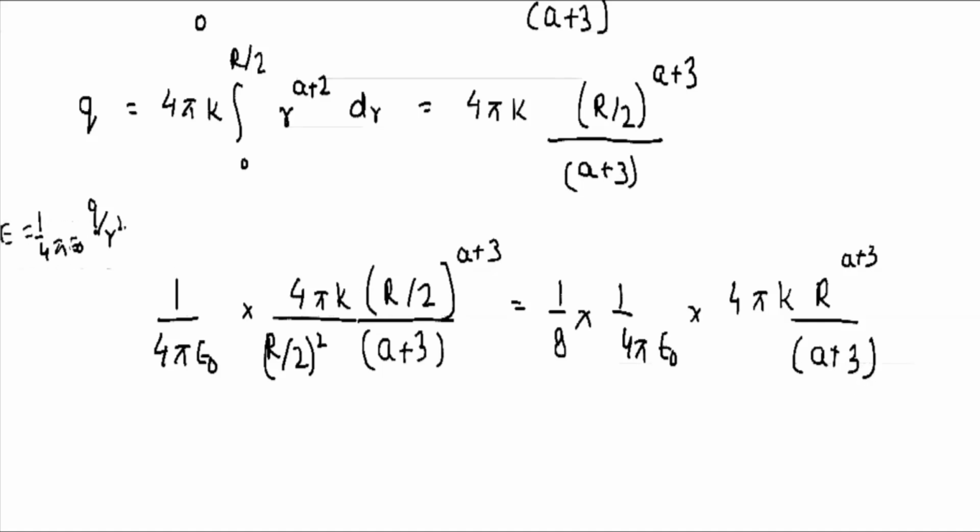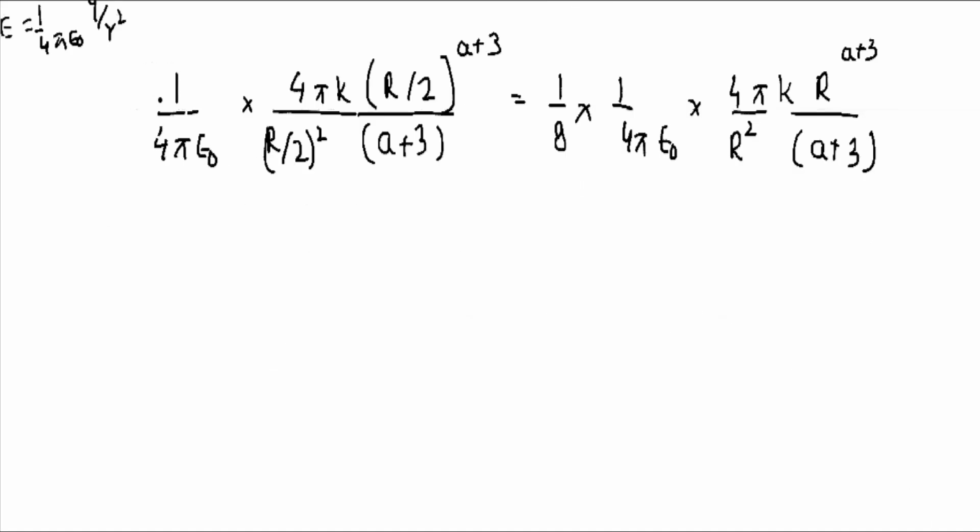Okay, now we also need to write the distance, and distance would be equals to what? For the surface it is equals to r square. So it would be r square. We can just write it r square here. Okay, now how can we write? 1 by 4 pi epsilon is gone, 4 pi k is gone, a plus 3 is gone.